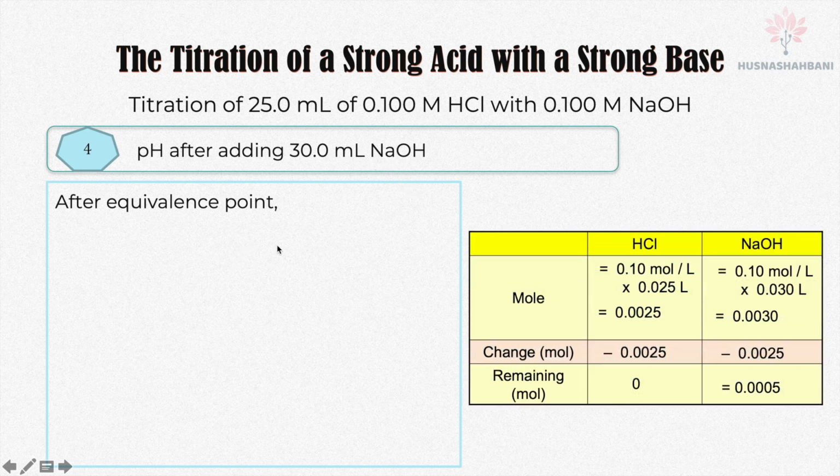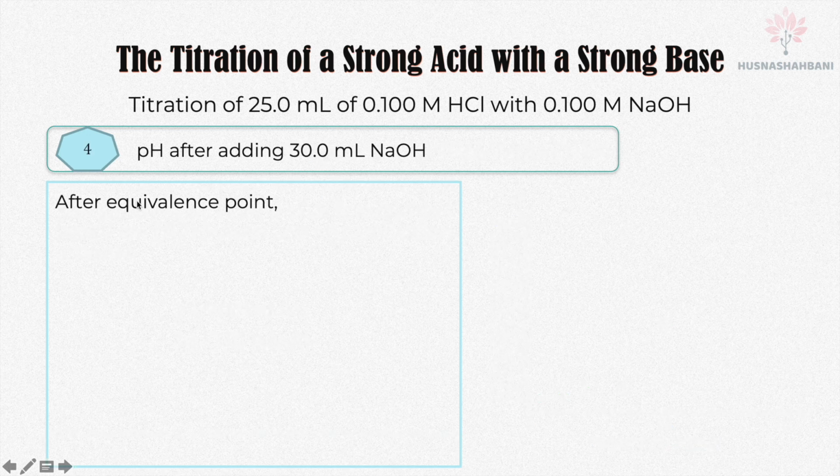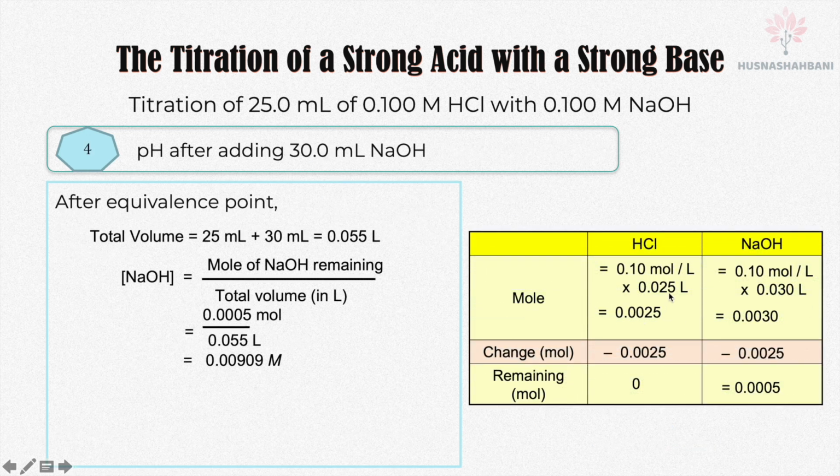That's after the equivalence point, because the equivalence point is at 25 ml. After the equivalence point, we calculate the number of mole of HCl and NaOH. For HCl you'll get 0.0025 and NaOH 0.0030. So we have only 0.0025 mole of HCl and we have an excess number of mole of NaOH, because 1 mole reacts with 1 mole. So 0.0025 reacts with 0.0025 NaOH only. So we have a remaining 0.0005 mole NaOH.